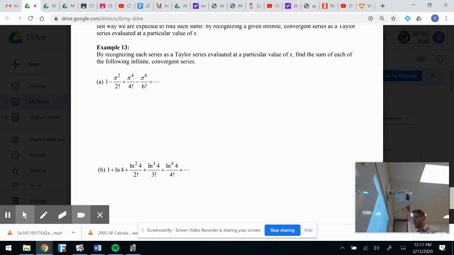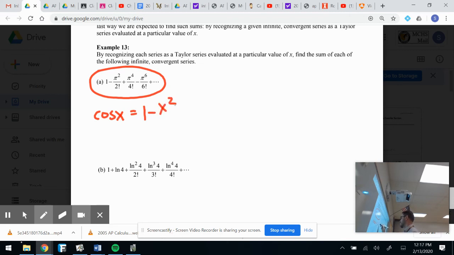All right, here we go. So first story of the day is you got to hit pause. You got to try your best here. That looks like something we know. What does it look like? Hit pause. Boom. Unpause. Okay? That looks to me like cosine, right? Because what is cosine x? Cosine x is equal to 1 minus x squared over 2 factorial plus x to the 4th over 4 factorial minus x to the 6th over 6 factorial plus da-da-da, right? It looks exactly like it.